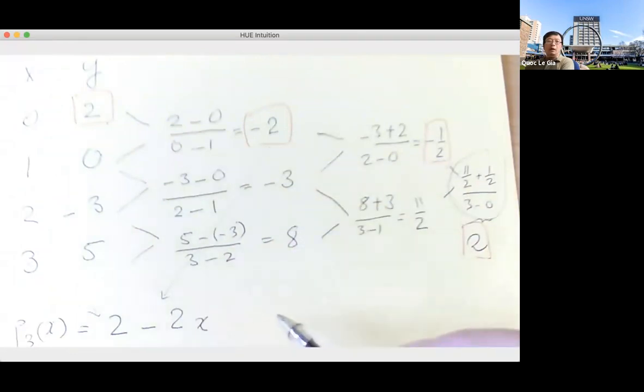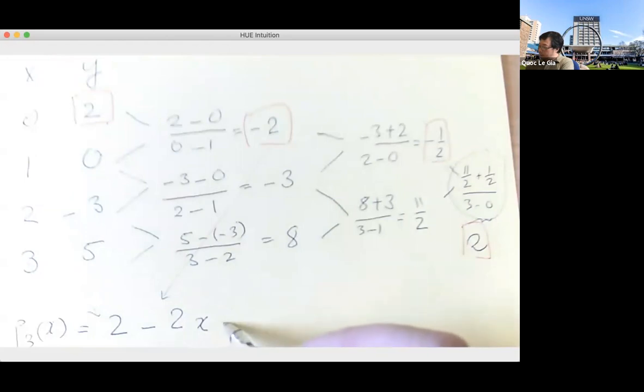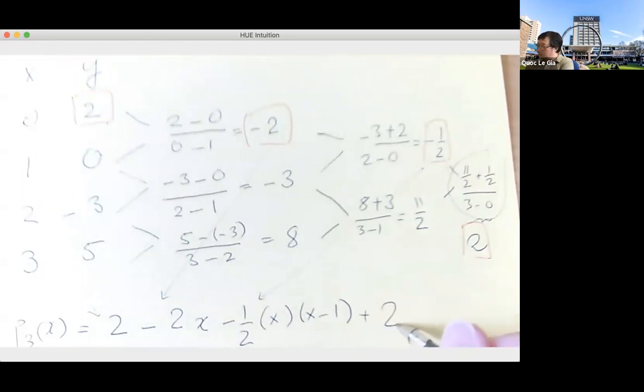Times x, which is just the very first factor. After that you have minus a half, which comes from here, times x minus 1. The last term is 2, which comes from here, times x minus 1, x minus 2. Then you can verify that this is the interpolation polynomial.